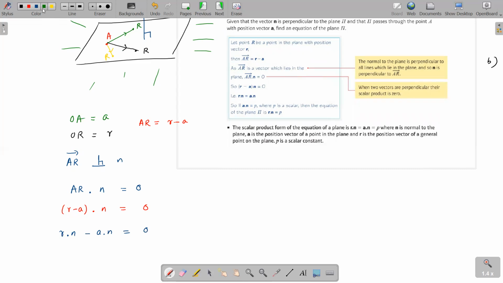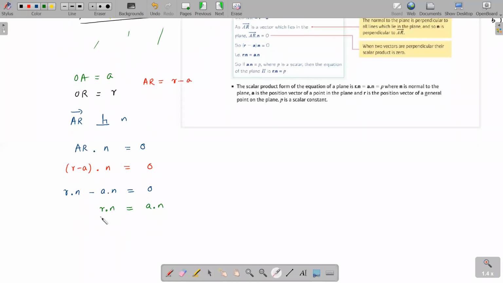Okay, I expanded the bracket with the dot n. So r dot n minus a dot n equals 0. So I take the minus a dot n to the other side as plus a dot n. Okay, so then I get this equation: r dot n equals a dot n.